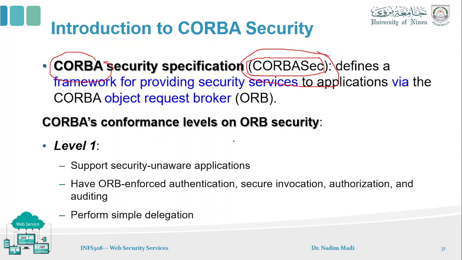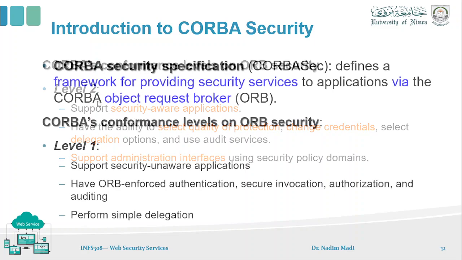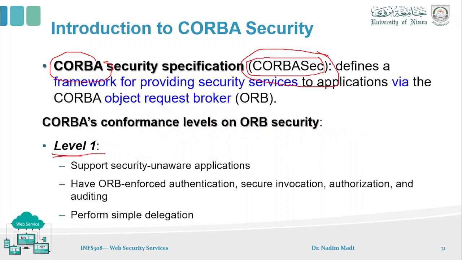So the security is applied over two levels. We have level 1 security and level 2. Of course level 1 will be the basic security requirements. The level here refers to the level of requirements, meaning what level of security can be configured or integrated inside the middleware itself.